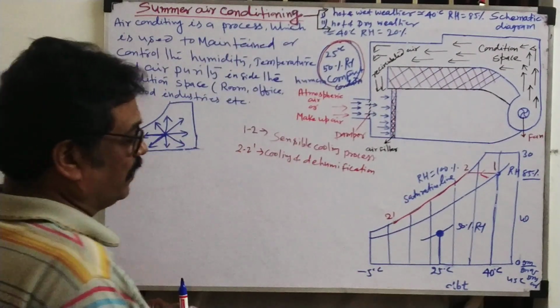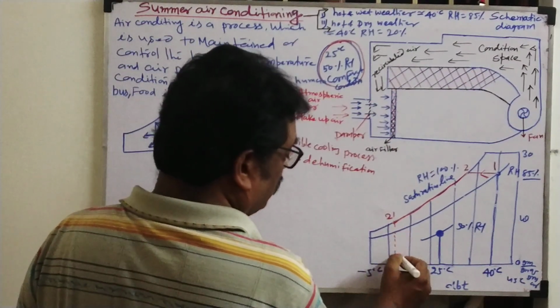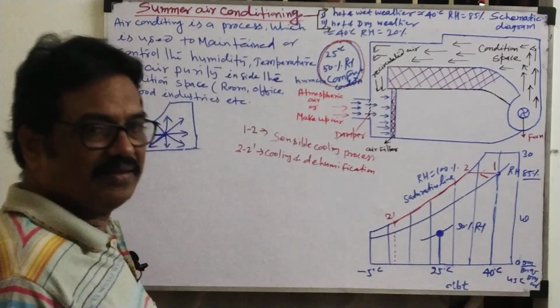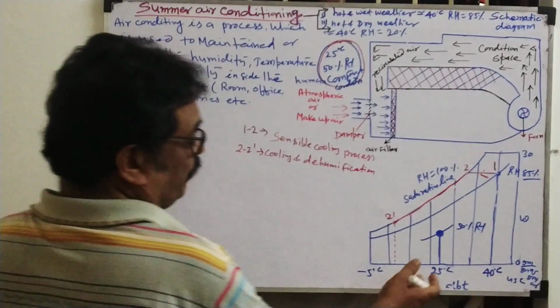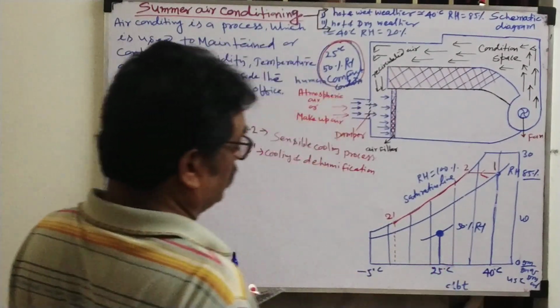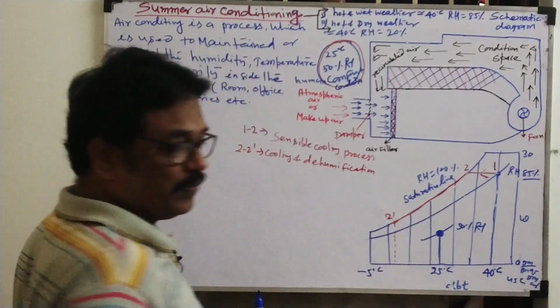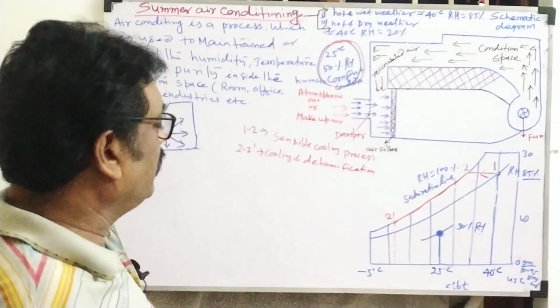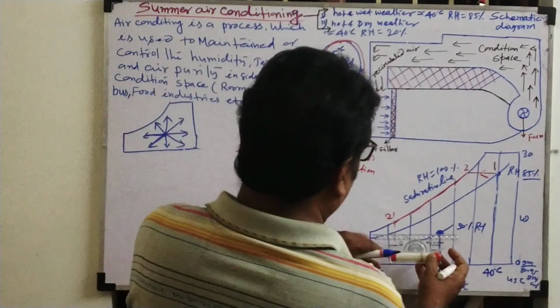During this process, what is happening? Temperature reduces approximately, you can say 6 to 7 degrees, which is below the comfort condition temperature. But humidity will still be 100%. So this is also not our comfort condition.